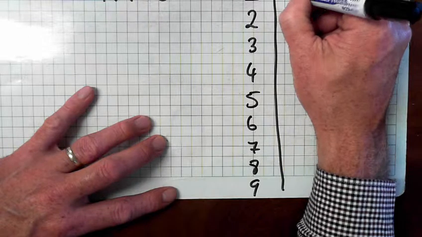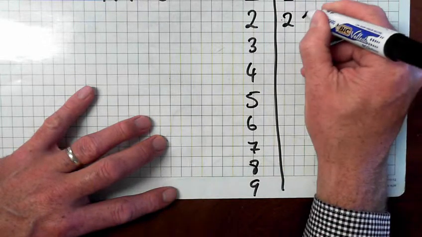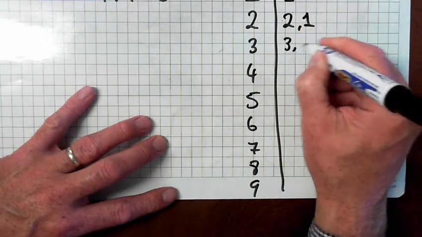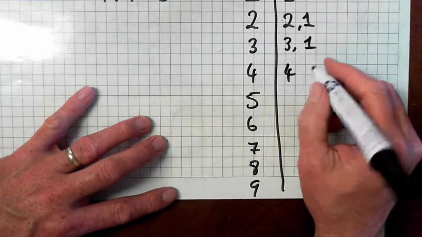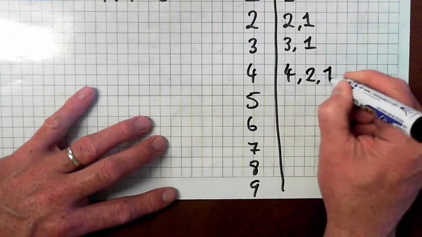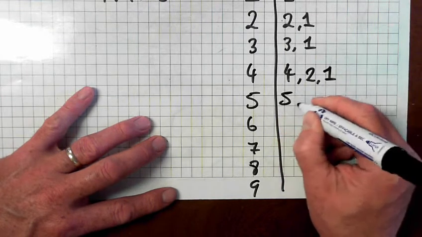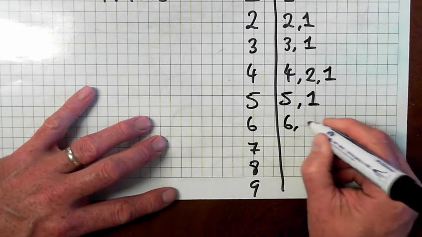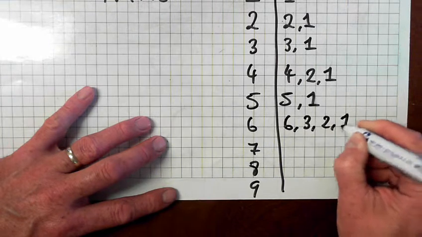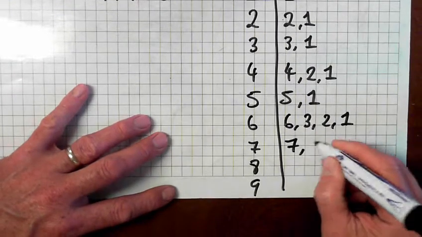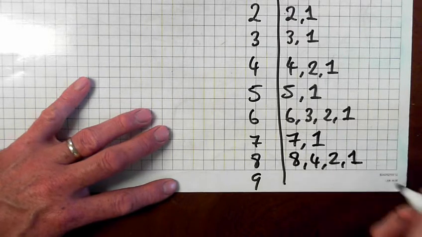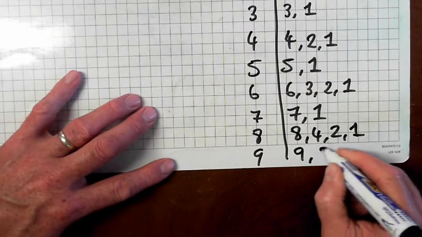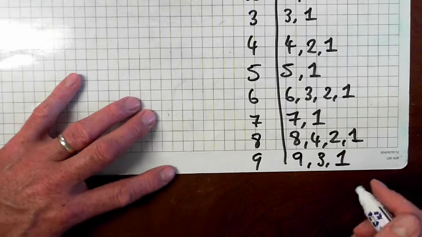1 is 1 times 1. 2 is 2 times 1. 3 is 3 times 1. The factors of 4 are 4, 2, 1. The factors of 5 are 5, 1. 6 divides by 6, 3, 2, 1. 7 divides by 7 and 1. 8 divides by 8, 4, 2, 1. 9 divides by 9, 3, 1.